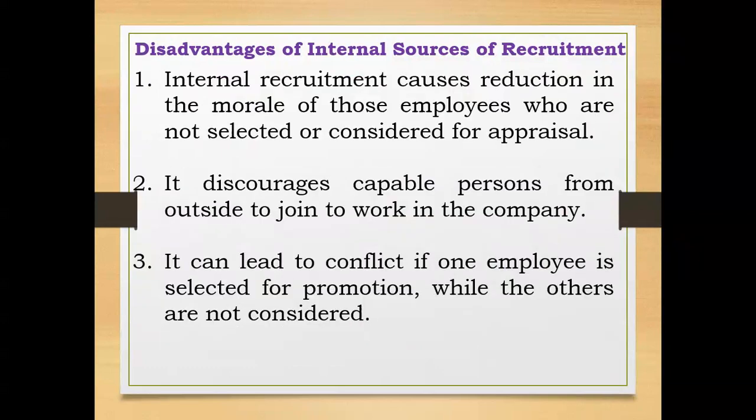These are the advantages. What are the disadvantages? Internal recruitment normally causes a reduction in the morale of those employees who are not selected for the promotion, and it also discourages capable persons from outside, as they are not taking new blood from outside into the company. The same people working in the same organization may bring monotony and fatigue, and that may also affect productivity. It can also lead to conflict if one employee is selected for promotion while others are not considered. Organizational conflict will also arise from one employee with another employee.